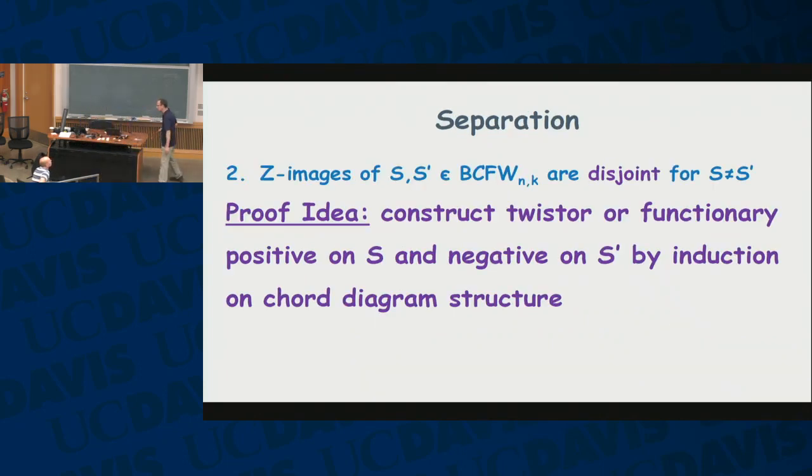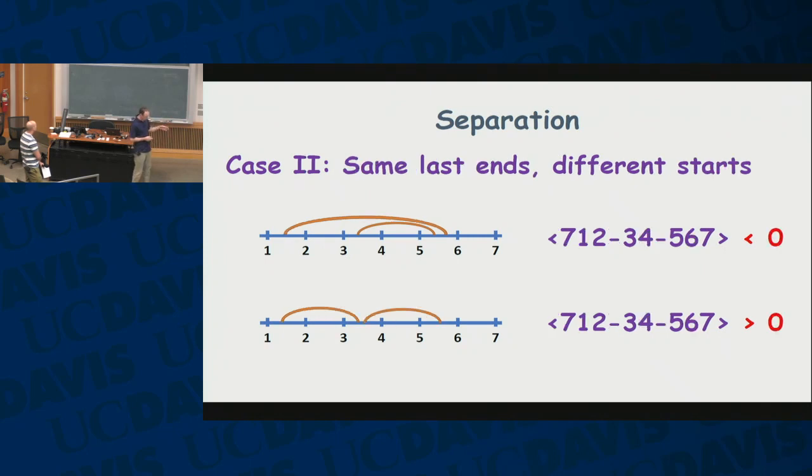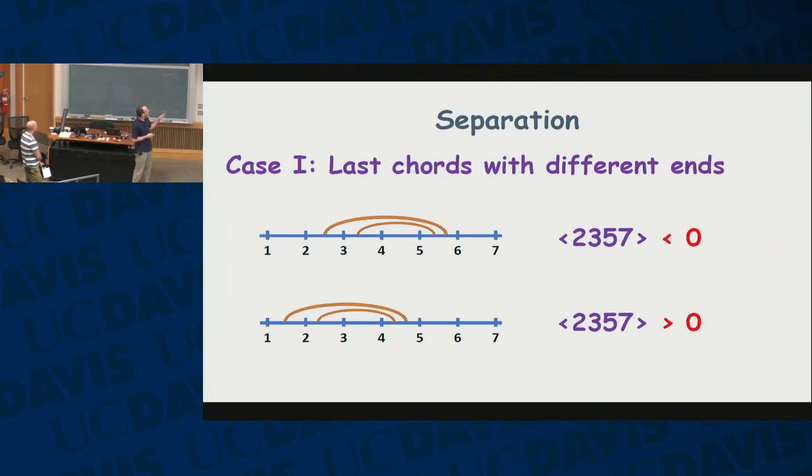The second part of our result is separation. We show that different tiles do not overlap, and the idea is to go over every pair of tiles in our tiling and find a twistor or a functionary that separates them. This means that it's positive on one and negative on the other. There are different cases, and we have a rule for writing a twistor when the two tiles have lists of chords that end at different positions.